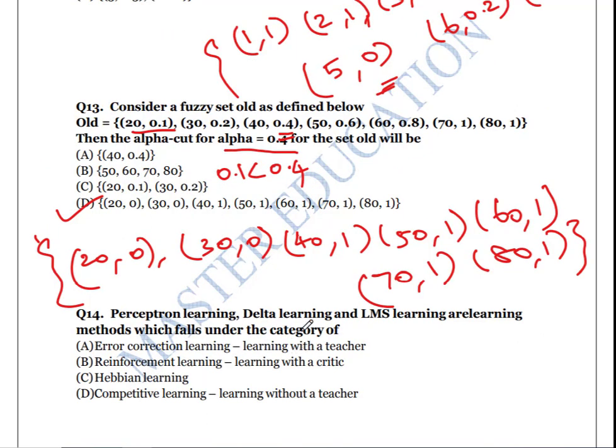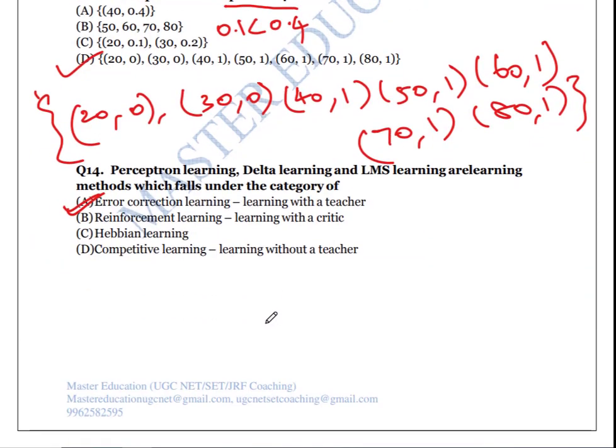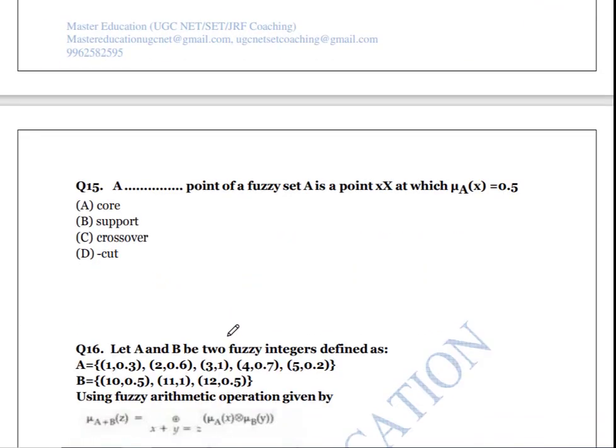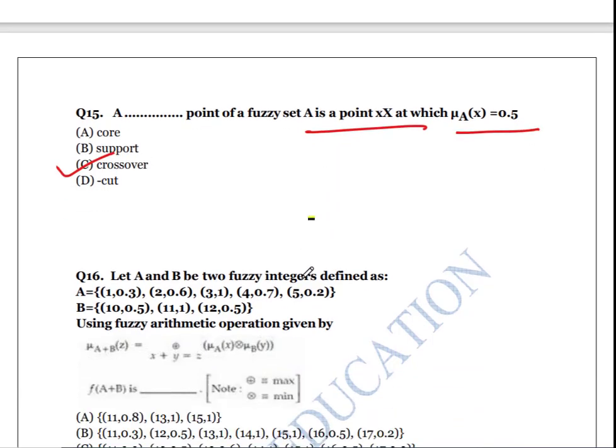The next question: perceptron learning, delta learning and LMS learning are learning methods which fall under the category of error correcting learning, or learning with a teacher. Just remember this theory; I am not so familiar with this. The next question: a dash point of a fuzzy set A is a point x at which mu of A(x) equals 0.5. If mu of A(x) is 0.5, then it is called a crossover point.